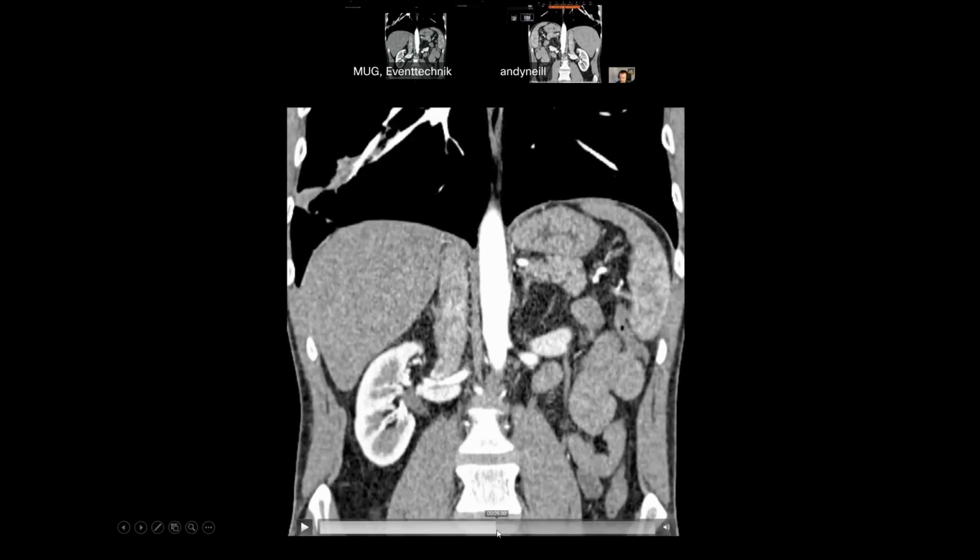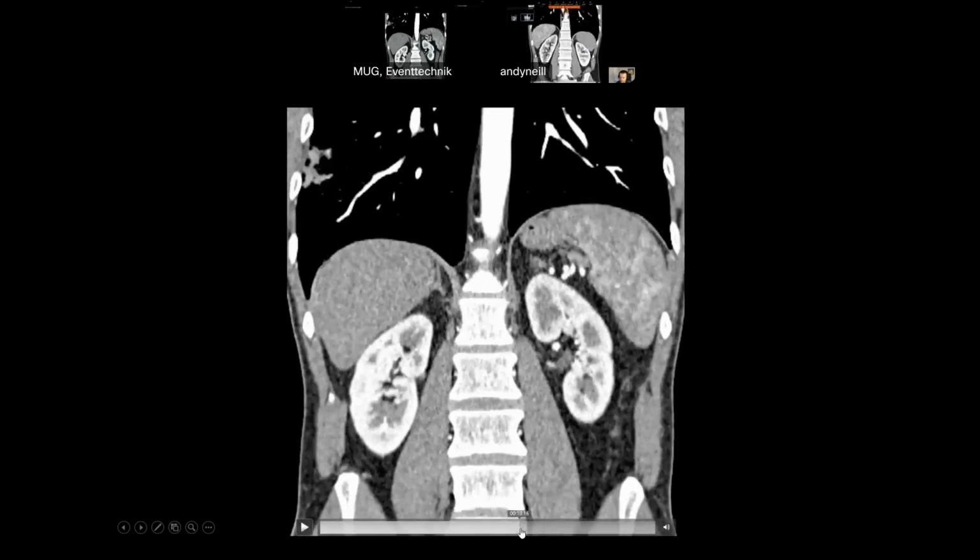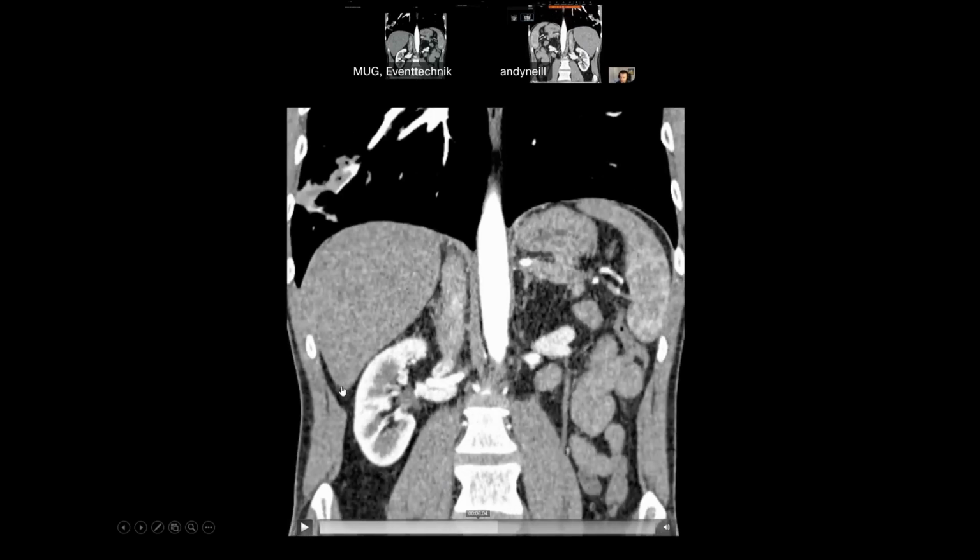Other place to look where fluid can go, if I keep going further back down to here, the most caudal or inferior tip of the liver, that's a common place that we miss with our ultrasound where you find free fluid.